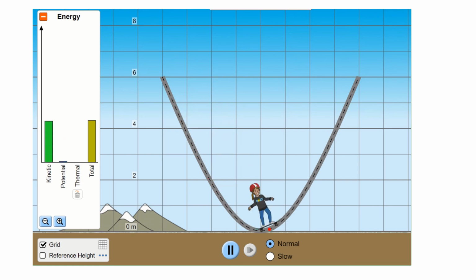Somewhere in the middle, where it's not so high up, it has a combination of potential energy and kinetic energy. That's when they're both kind of in the middle. At the end points or the extremes, we have a lot of potential energy, at the very top there and at the very top there. And at the very bottom, that's when the thing's moving the fastest.